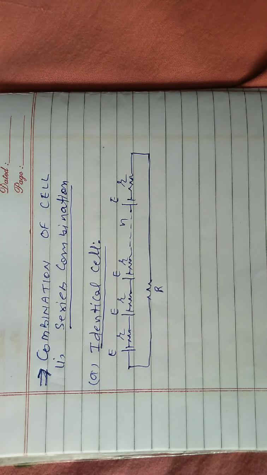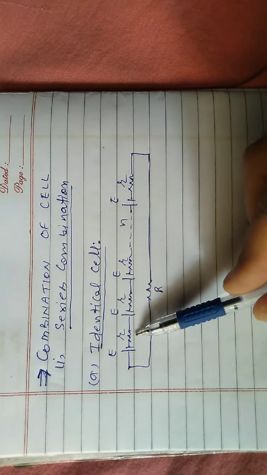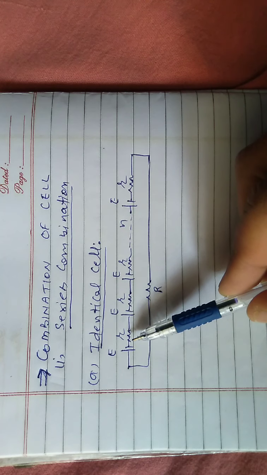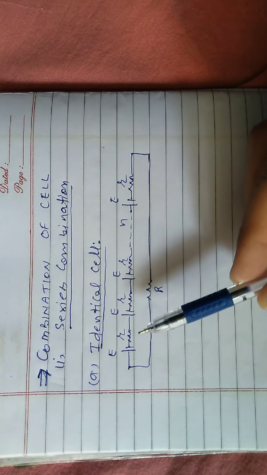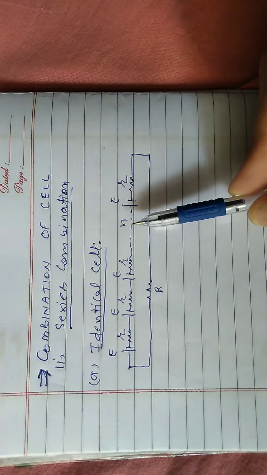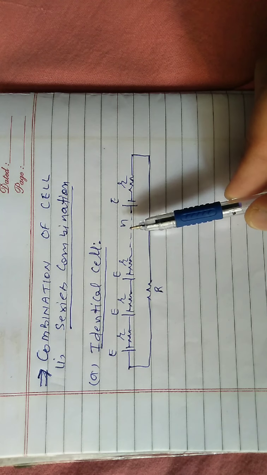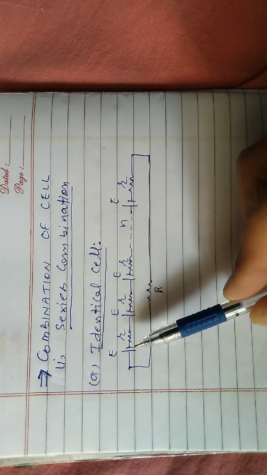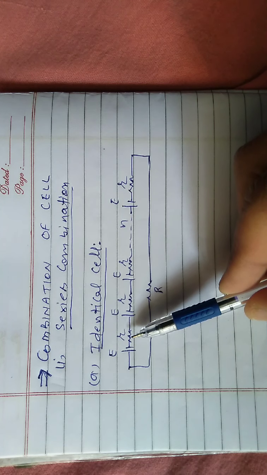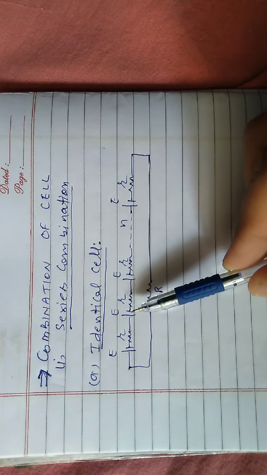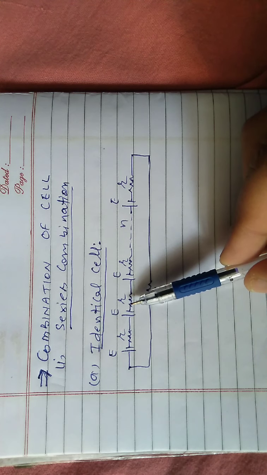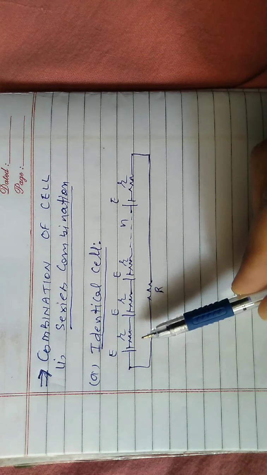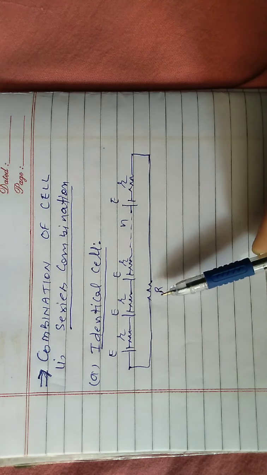Identical cells means cells having the same EMF and the same internal resistance. Let any number of cells be connected in series combination. They have EMF E and internal resistance r. They are connected with the external resistance capital R.